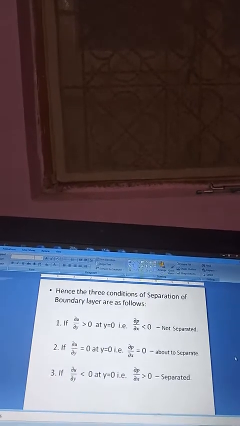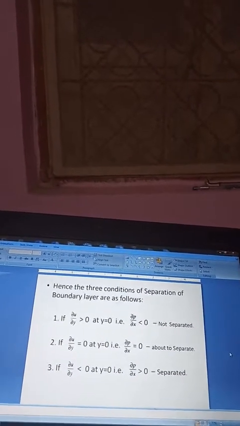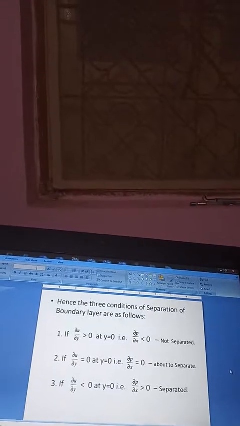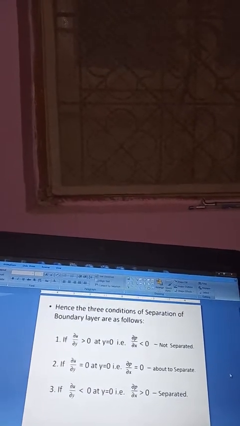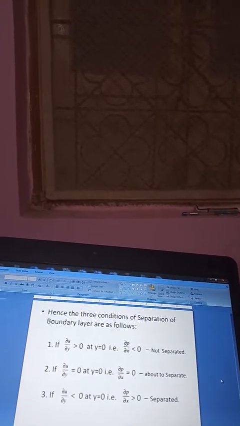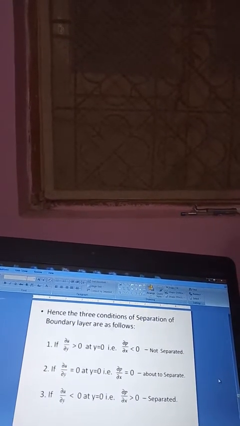So we should find ∂u/∂y from the given velocity profile, calculate it, and check whether it comes out less than 0, greater than 0, or equal to 0. Remember, if ∂u/∂y is greater than 0, it is a favorable condition. If ∂u/∂y is equal to 0, it is about to separate, and if ∂u/∂y is negative or less than 0, then the boundary layer is going to separate. It is not a desirable condition, and it is called an adverse condition.